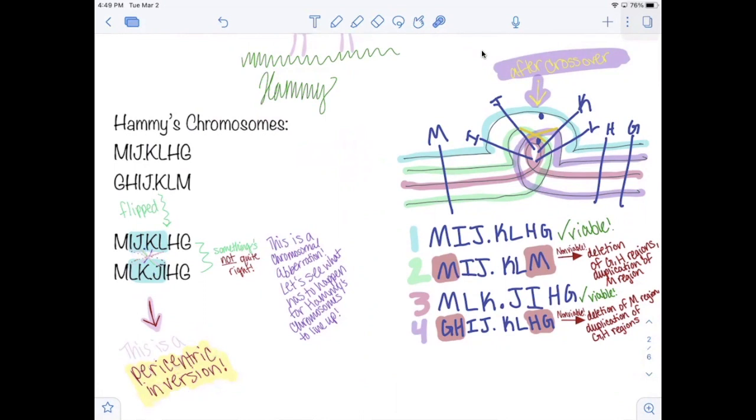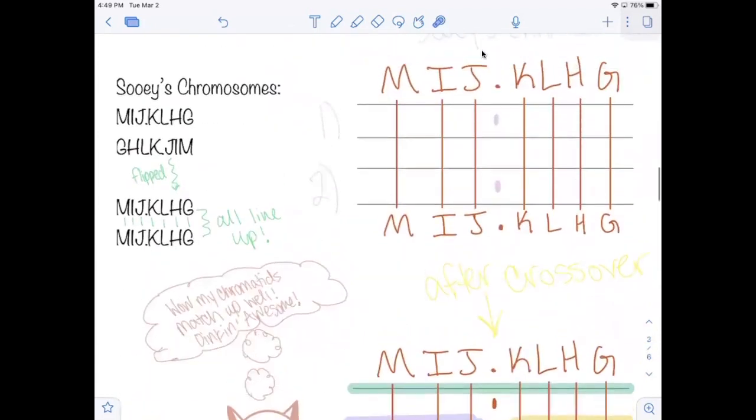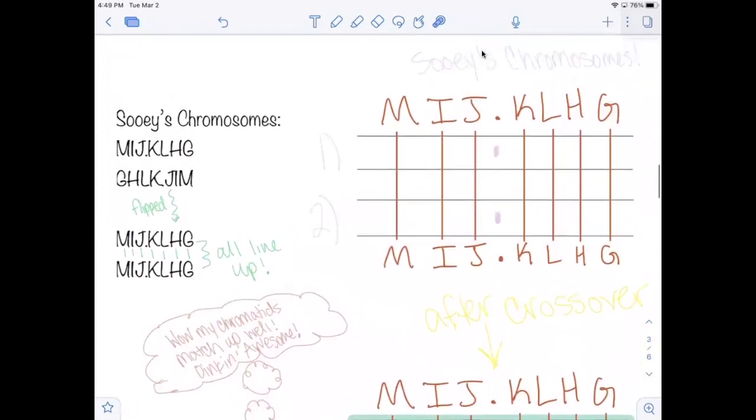The color-coded chromosomal pathway shows a crossover event occurring between regions J and K, which will result in the four chromatids shown being formed. Two of these chromatids are lacking at least one region of the chromosome and have duplications of other regions, which results in those chromatids, numbers 2 and 4, being considered non-viable. Chromatids 1 and 3 are just like Hammy's original chromosomes and don't have any deletions or duplications, making those two producing viable gametes.